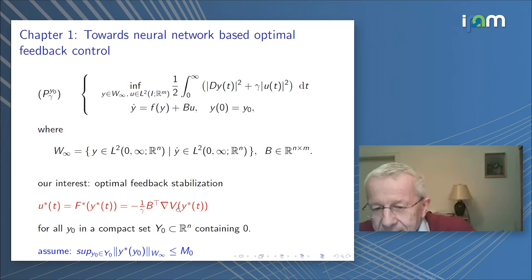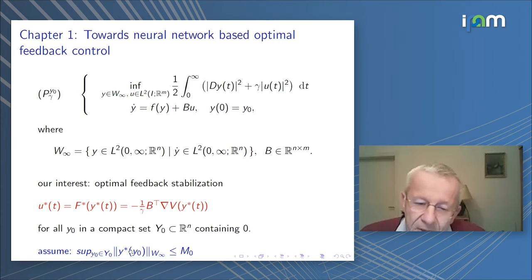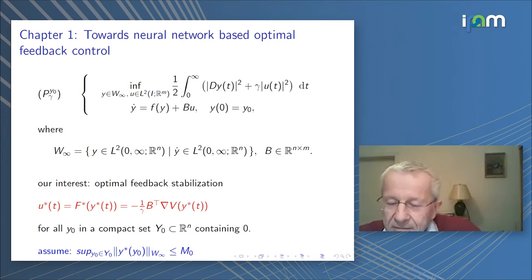I'm interested in doing that for initial conditions lying in a compact subset, calligraphic Y zero, of the state space containing the origin. And I'll make a stabilizability assumption: the sup of the optimal states over the possible initial conditions in Y zero should be bounded by a constant M0. So this constant is going to come up several times as I go along.